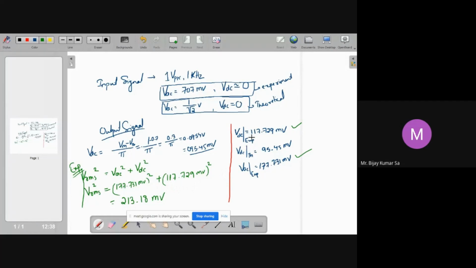Okay. So three parameters of the output rectified signal we have got: the VDC of the rectified signal, the VAC of the rectified signal, and VRMS of the rectified signal. All these are experimental values. So we have got VDC, VAC, and VRMS. Now we can check the performance metrics, which are form factor and ripple factor of the rectified output. Okay.